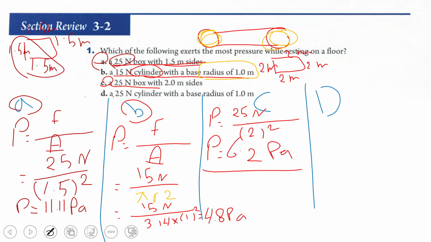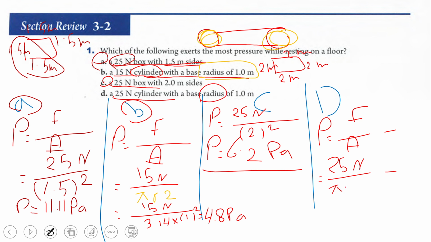Part D, 25 Newton cylinder. Again, you have a cylinder, pressure equals force over area. The force is 25 Newton. Area, again, because you have a cylinder and you have a radius, make it pi r squared. 25, pi is 3.14 times the radius, again it's 1, make it squared. So the last answer of part D, pressure, is equal to 8 Pascal.